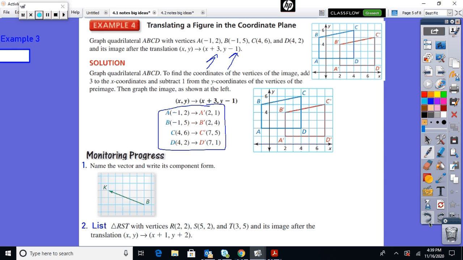Monitoring our progress. Go ahead and pause the video here, pick it back up. All right. Name the vector. Well, it starts at B, goes towards K, so BK. And then its component form, 1, 2, 3, 4, 5 to the left, and up 2.